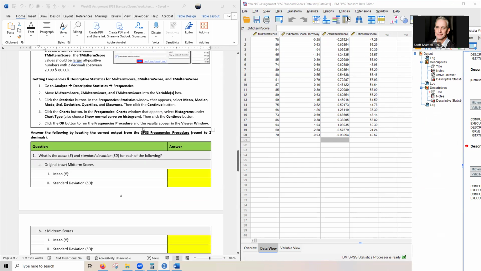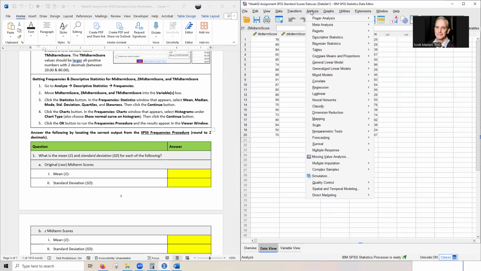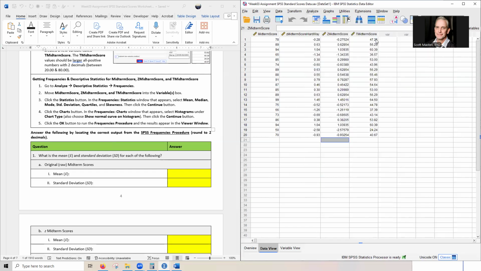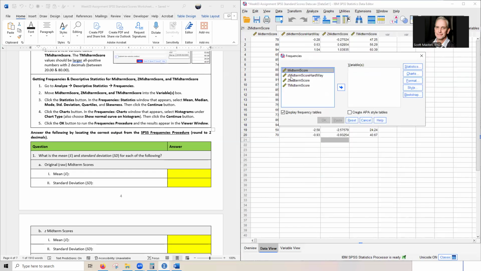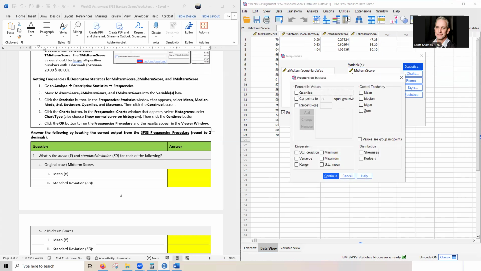All right, so now I just tell you get frequencies for midterm score, z midterm score, and t midterm score under Analyze, Descriptive Statistics, and Frequencies. So I'm going to do them in the order I said to do it. Let's get midterm score first, then z midterm score, and then t midterm score. In the Statistics button, it asks you to get the mean, median, and mode, measures of central tendency. And what else? Standard deviation, quartiles, and skewness.